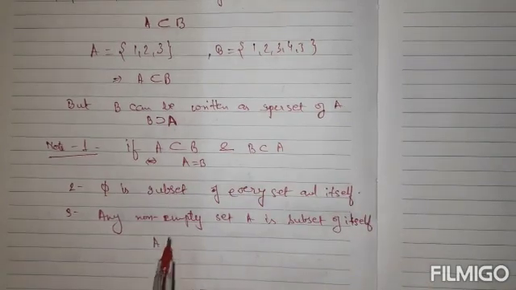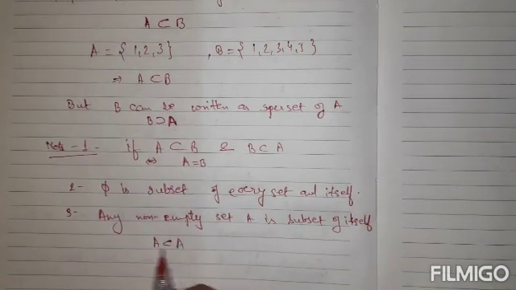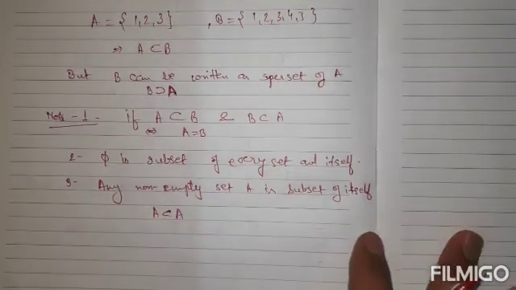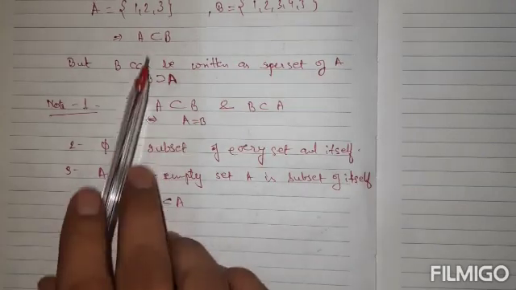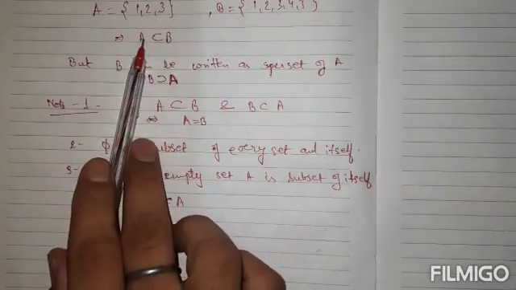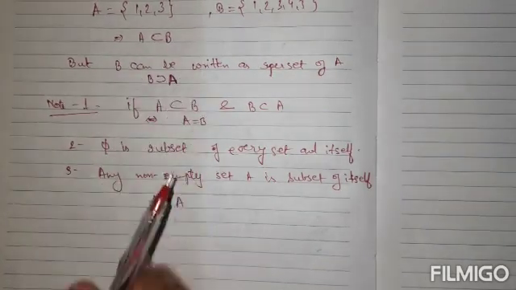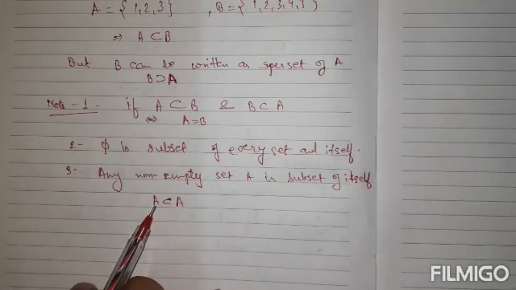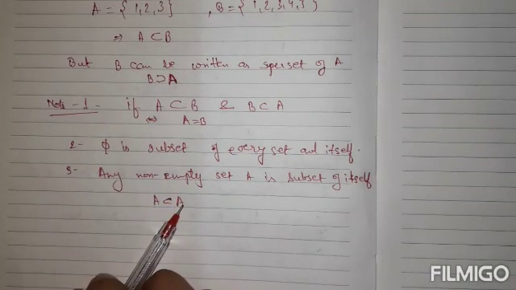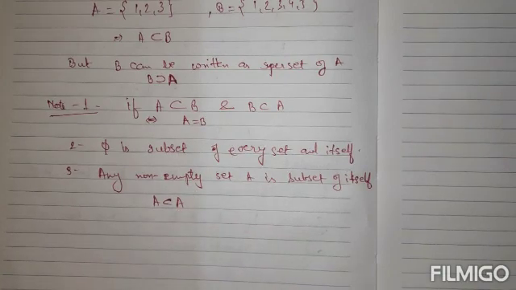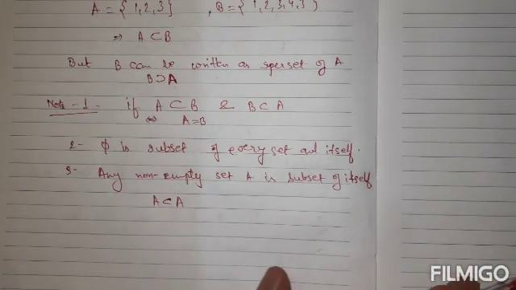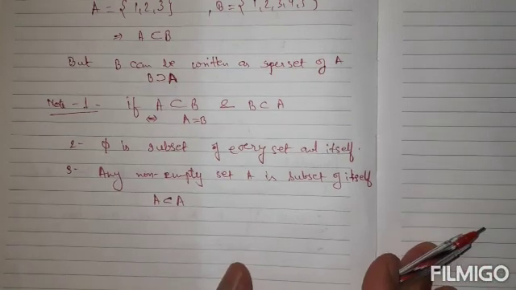It means symbolically we can write it as A is a subset of A. Because the definition of subset is very clear: if we write A subset of B, that means all elements of A are present in B. So here also this definition holds, that all elements of A are present in A. So A is a subset of A, which means every set is a subset of itself, and phi is also a subset of itself. So these are a few properties of sets.